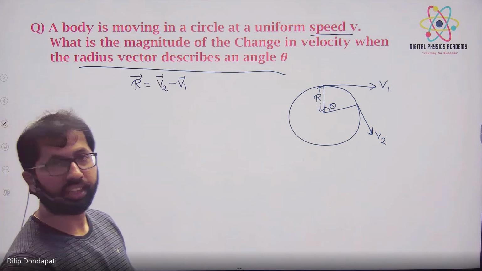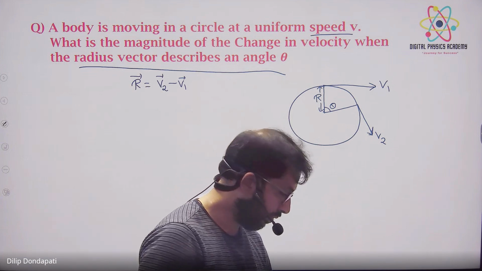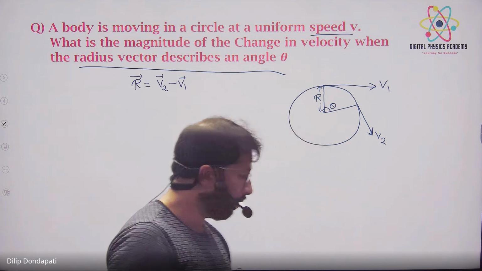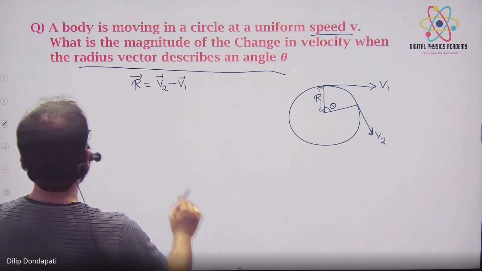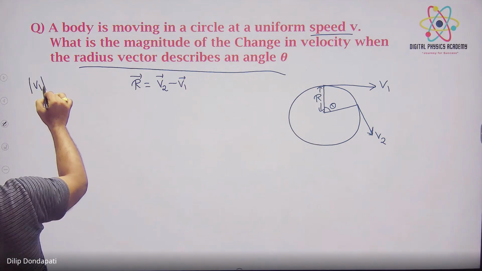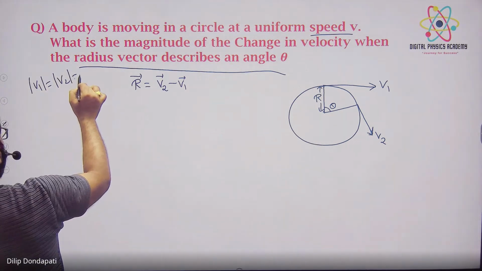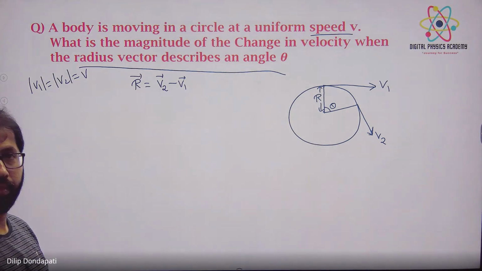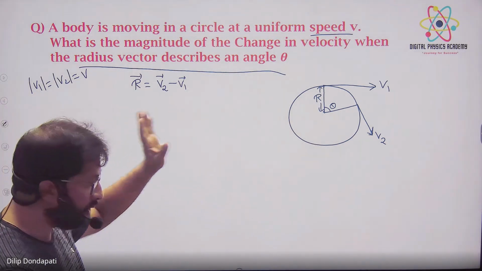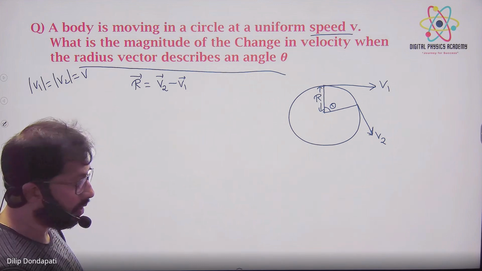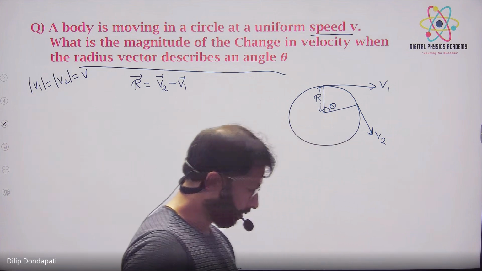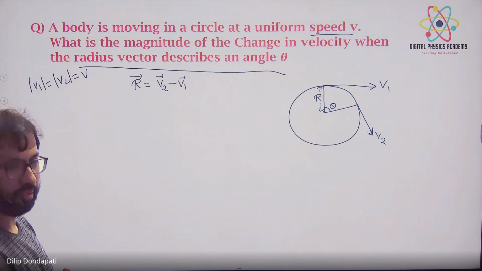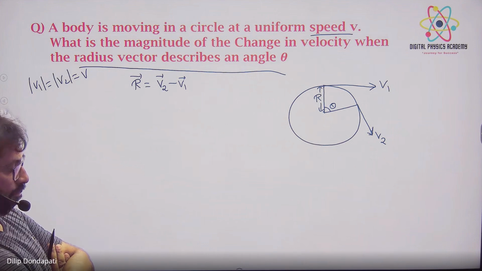For that we need the angle. What is the angle? Tell me. And they have given both are going with uniform speed, which means indirectly when you are substituting, mod v1 is equal to mod v2 is equal to v. Last one. Okay. What is the angle between them? Try. Use geometry and tell me what is the angle between them. Look, apply maths.